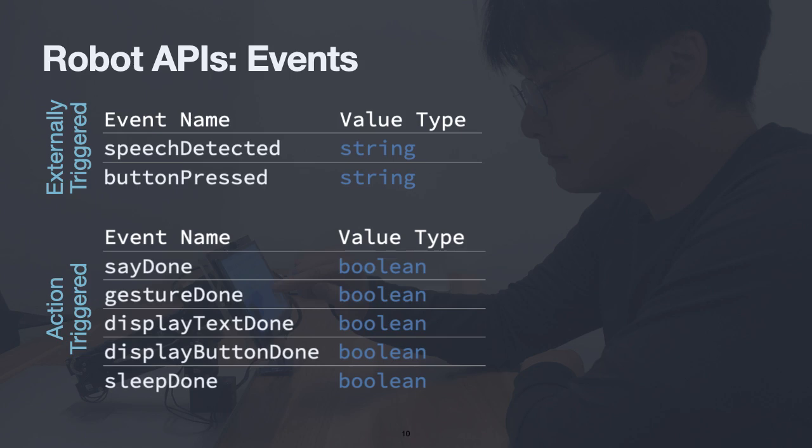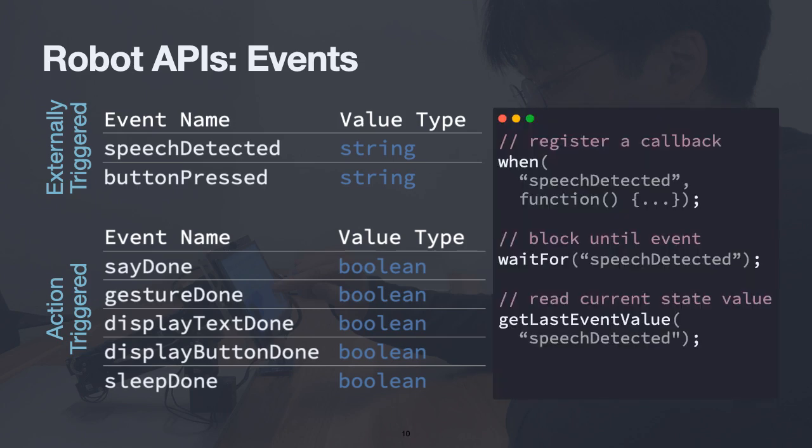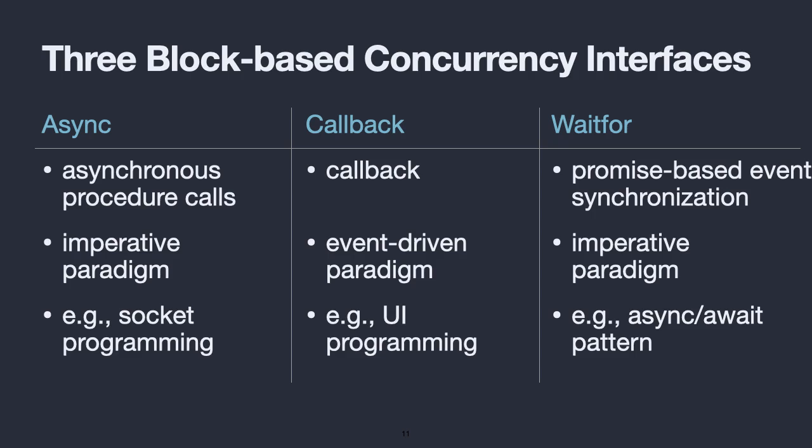We also introduced two types of events, externally triggered and action-triggered events. We then provide three types of functions for users to work with events when programming a robot. Building on this low-level API, we propose three high-level block-based visual concurrency interfaces: Async, Callback, and WaitFor.